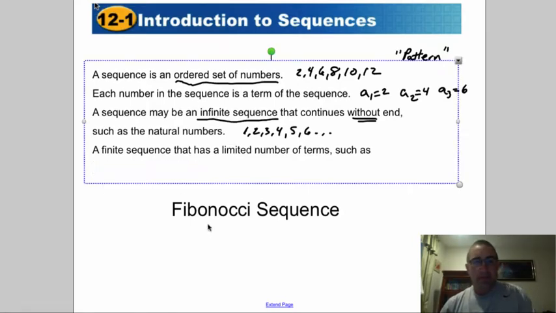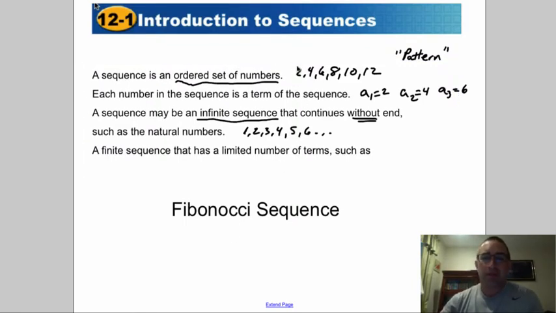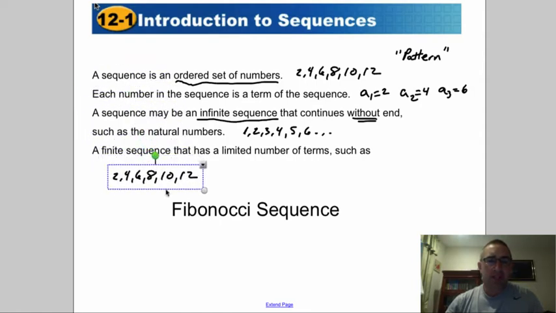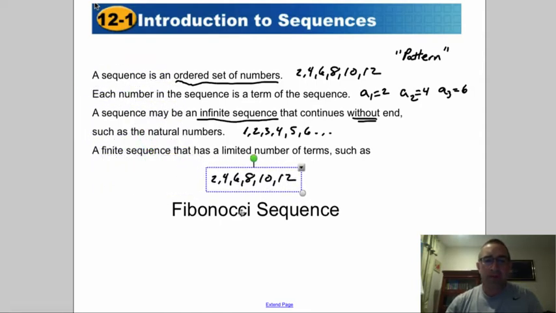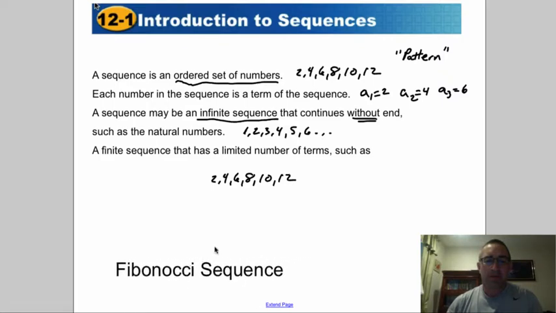All right. The sequence that I drew up above here, 2, 4, 6, 8, 10, 12, that sequence would be a finite sequence because it stops at 12. It only has 1, 2, 3, 4, 5, 6 terms. So you have an infinite sequence and a finite sequence.